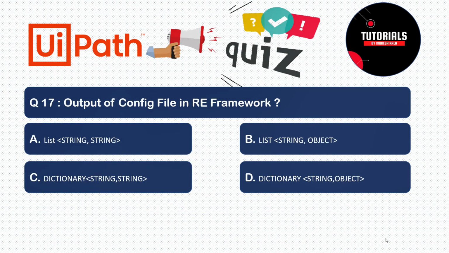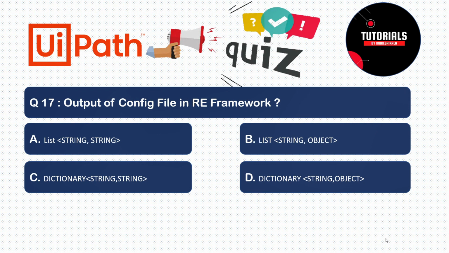Next is question number 17, output of the config file in RE framework. Whenever I am reading a configuration file in RE framework, what do I get? Do I get a list of string and string? Do I get a list of string and object? Do I get a dictionary of string and string, or do I get a dictionary of string and object, right?